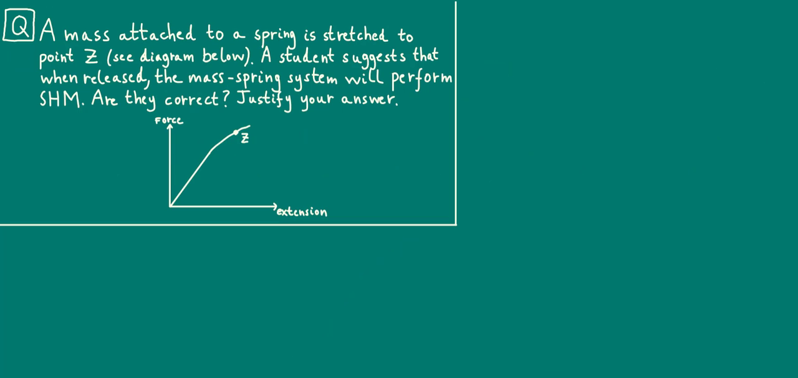Okay, welcome back. Hopefully it's clear to you that given that the spring is stretched, once released, the mass spring system will oscillate about the equilibrium position. The question is though, can these oscillations be said to be SHM or not? Let's take a look at another example first, before we get to answering this.